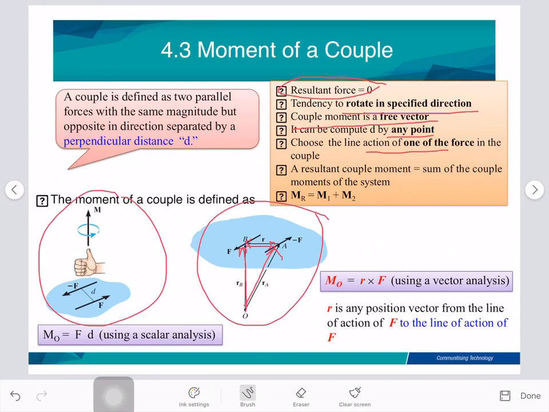This means that for this example figure, we have RB and RA, so you can choose either one. And the last one, the resultant couple moment is equal to the sum of the couple moments of the system. This means the resultant couple moment is equal to M1 plus M2.